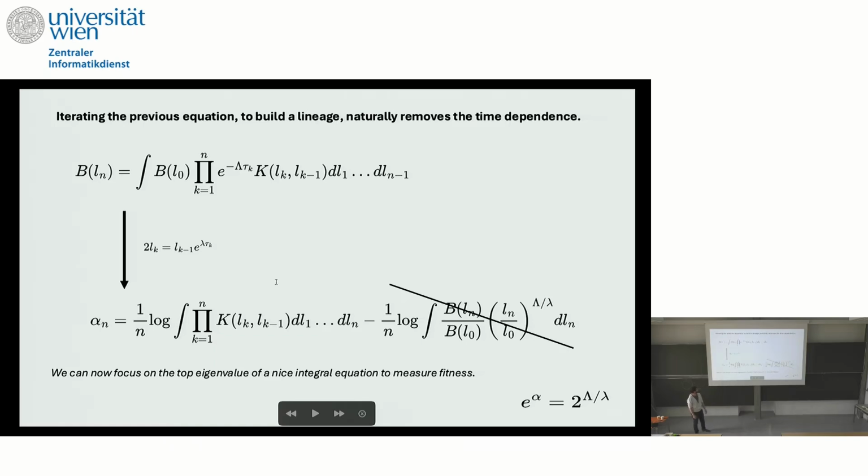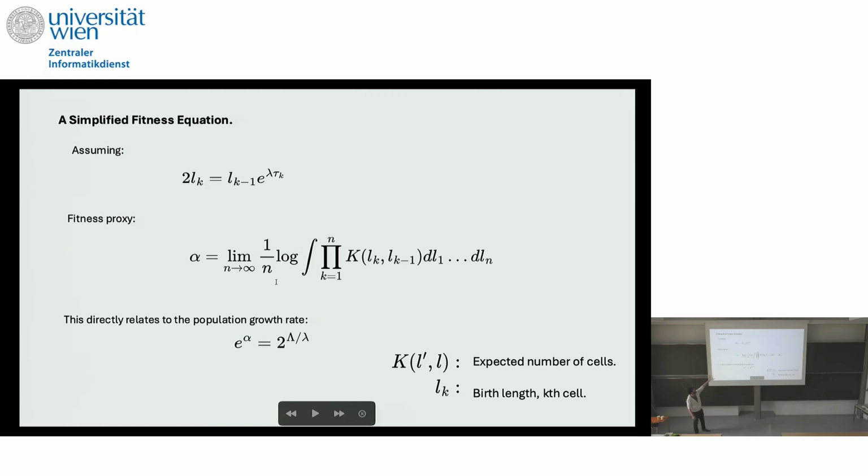Okay, so just to quickly summarize, I am making this assumption, and then I very quickly get this nice relationship for fitness, and I want to emphasize it's directly related to the asymptotic growth rate.